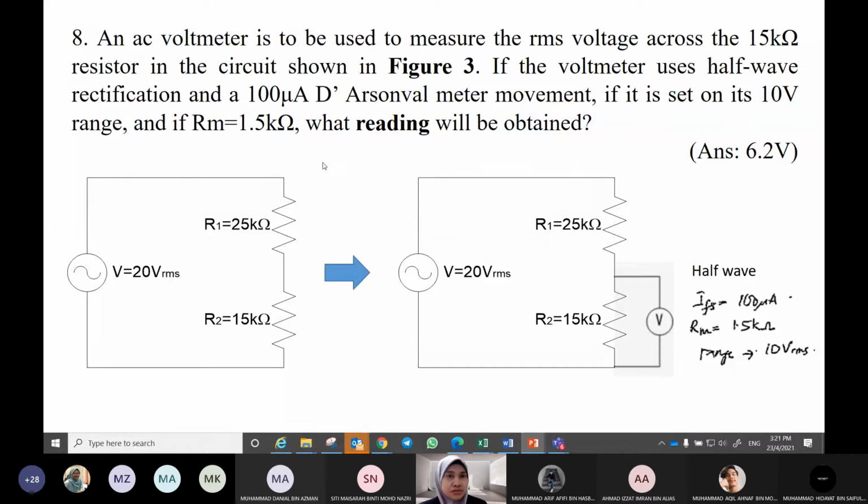An AC voltmeter is to be used to measure the RMS voltage across the 15K resistor. If the voltmeter uses half-wave rectification and a 100 microamp voltmeter movement, if it is set on its 10 volt range, and if Rm is equal to 1.5 kilo ohm, what reading will be obtained?